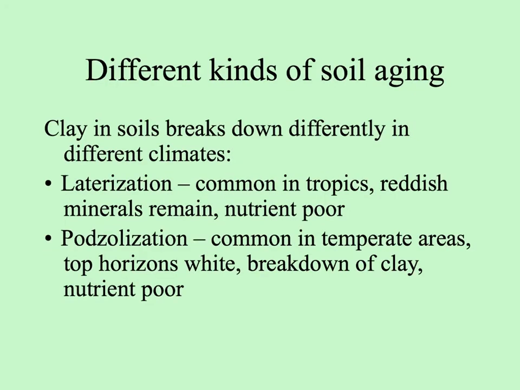So how soil ages differs depending on the climate. And the part of the soil that weathers is the clay, the smallest particles. In the tropics, soils are lateritic. That means that the nutrients leach out and the reddish minerals remain in the older soils. Whereas in temperate areas, soils are podzols, where clay breaks down, leaving the top horizons white and very nutrient poor, so that in the middle of terrestrial environments, you can have lots of what looks like very fine sand, but really it's so fine it's clay.